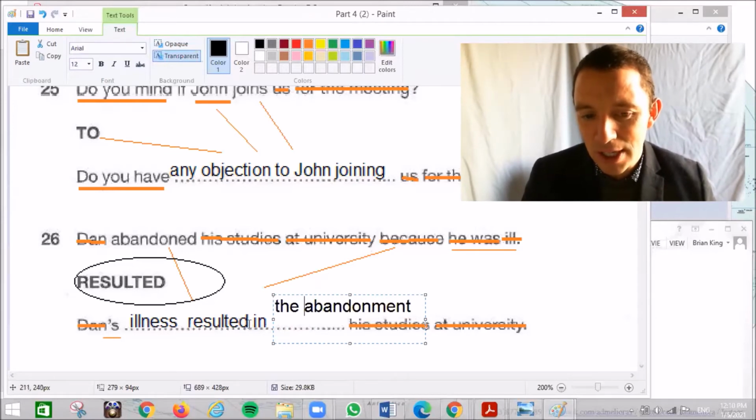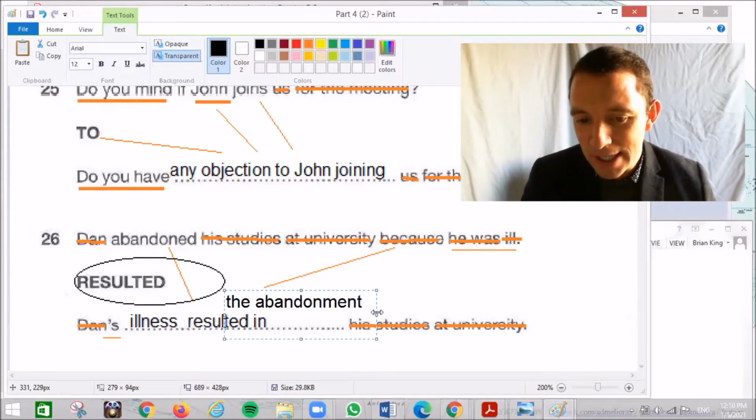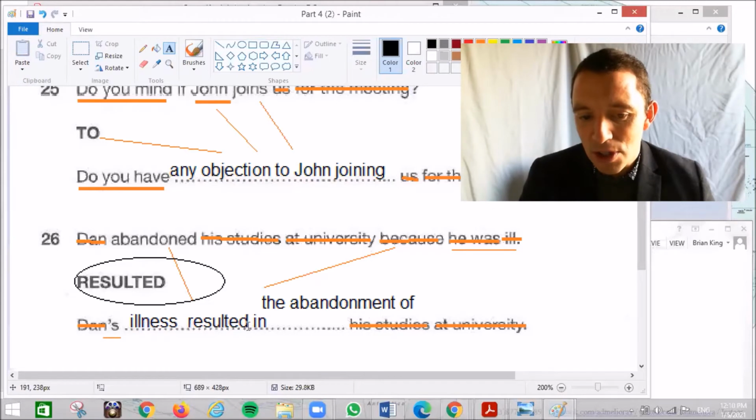So Dan's illness resulted in the abandonment, his studies. We need a word to connect abandonment and his studies. And for me, the only possibility, and probably the same in other languages, is abandonment of. Okay? So Dan's illness resulted in the abandonment of his studies at university. For me, that's a very fluid, very comfortable second sentence.